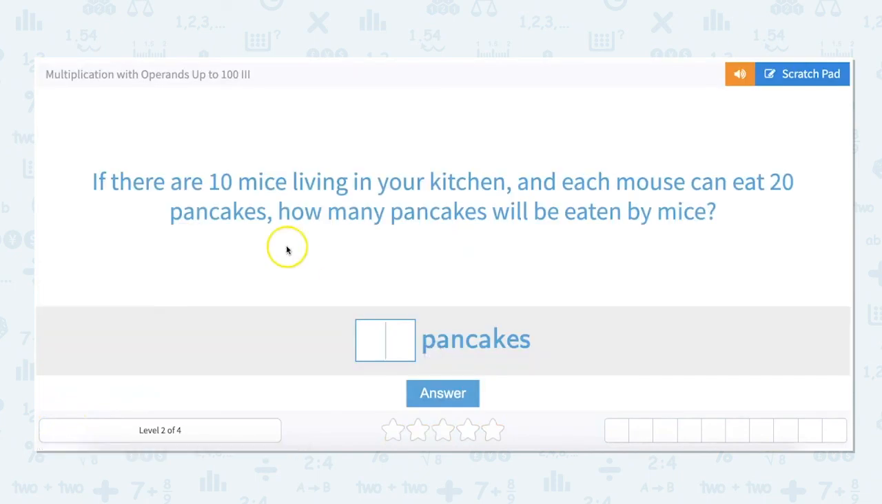Let's try one harder one. If there are 10 mice living in your kitchen and each mouse can eat 20 pancakes, how many pancakes will be eaten by mice? When we're multiplying by tens, we know we just add a 0 to the number that we're multiplying by. So 20 times 10 would be 200.